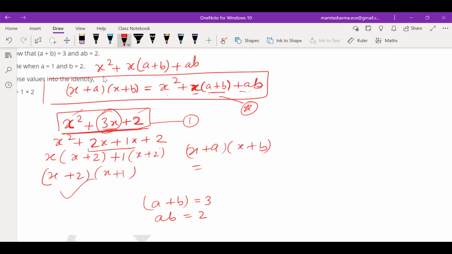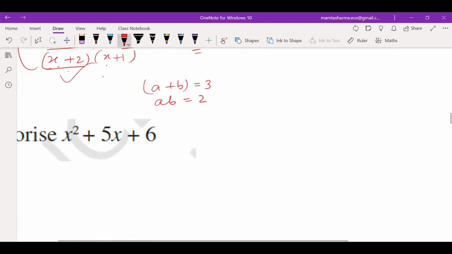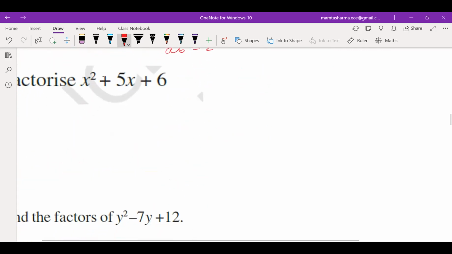Now convert this into the split form, and then take x as common in the first two terms, you will be left with x plus 2. Take 1 as common, you will be left with x plus 2. Now in both terms x plus 2 is common, take it out, and you will be left with x plus 1. So x plus 1, x plus 2 is the factorization of this expression. Clear? Yes, ma'am. Okay, now you do the same.